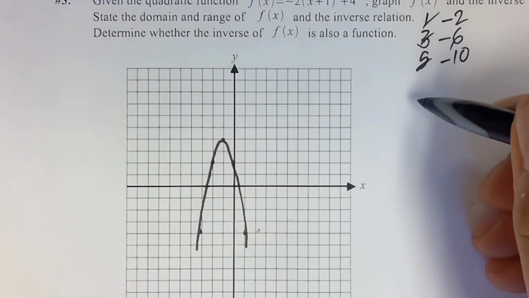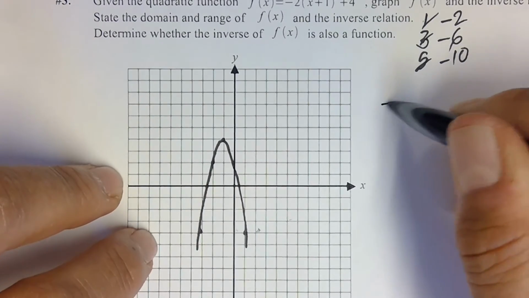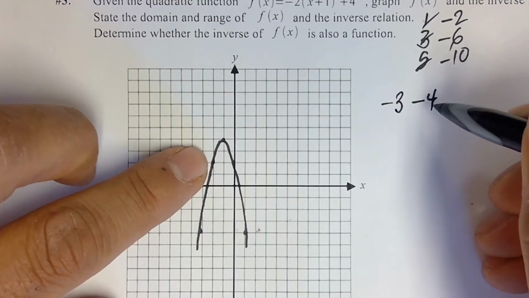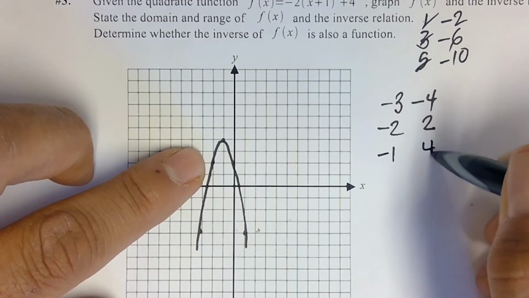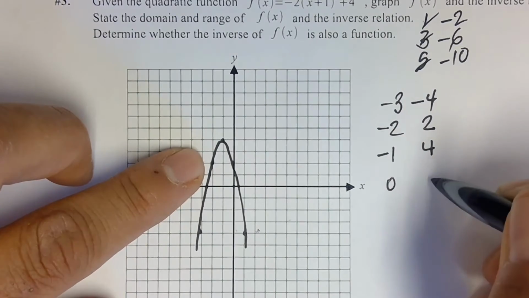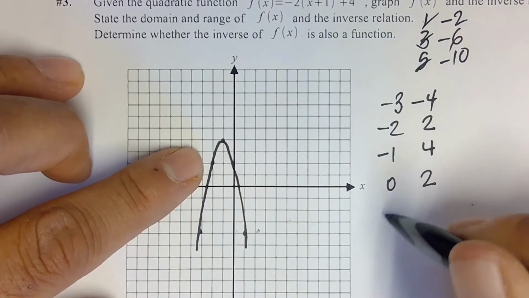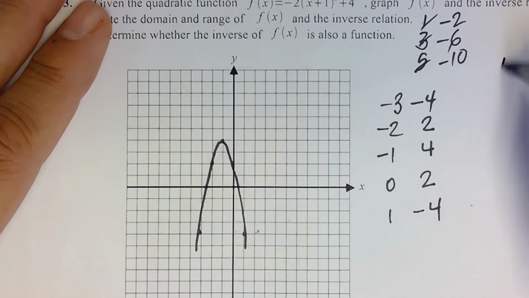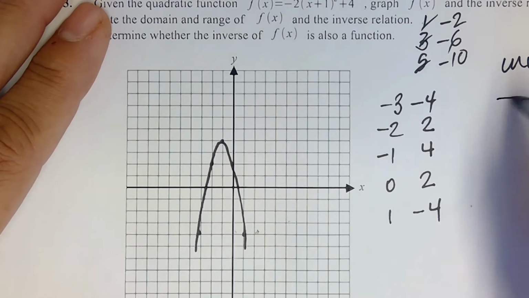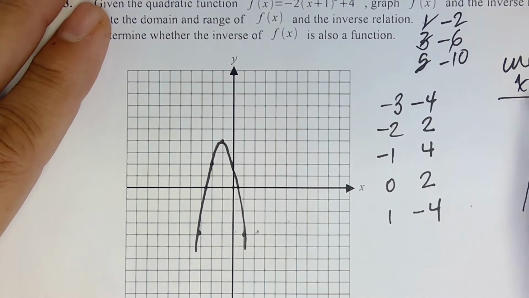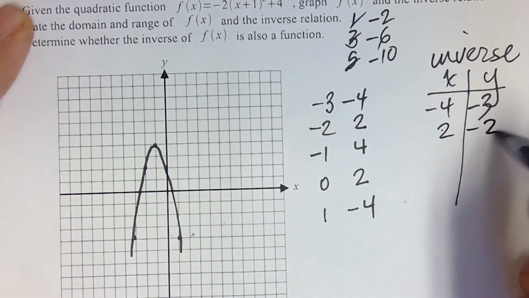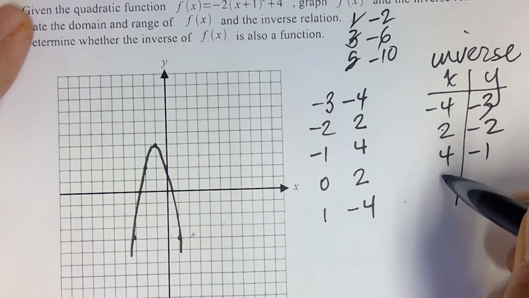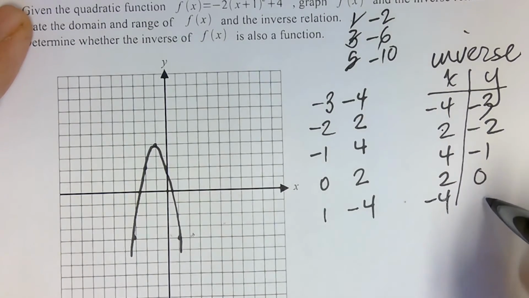So what are those points again? Well, I've got -3, -4, -2, +2, -1, +4, 0, +2, and 1, -4. So when I go to graph the inverse, x and y flip, and I'll have -4, -3, 2, -2, 4, -1, 2, 0, and -4, 1.